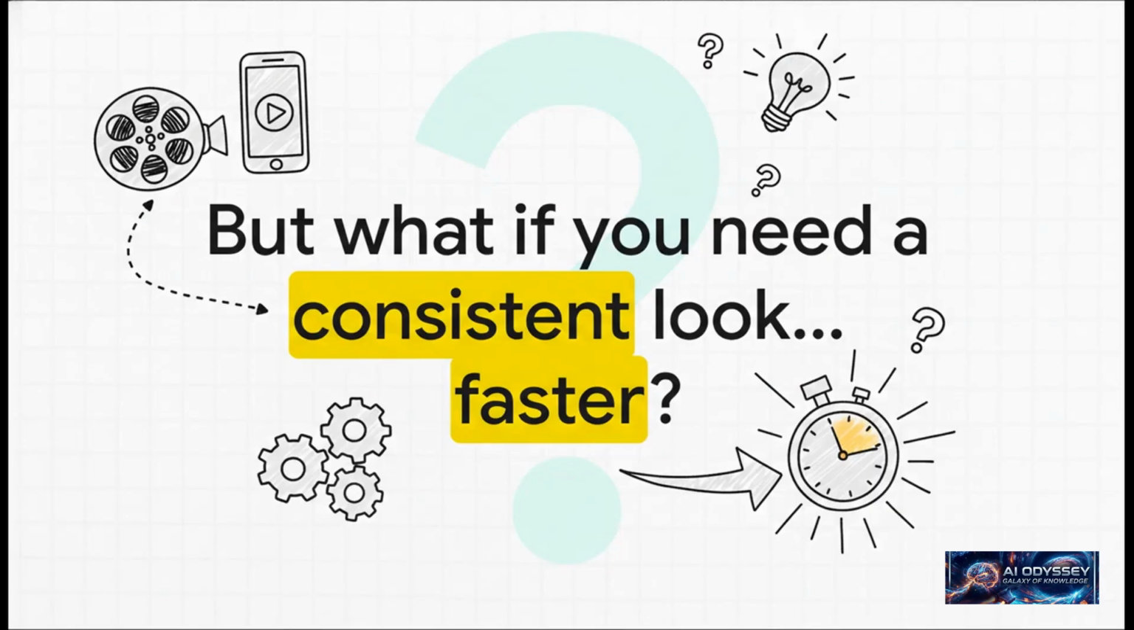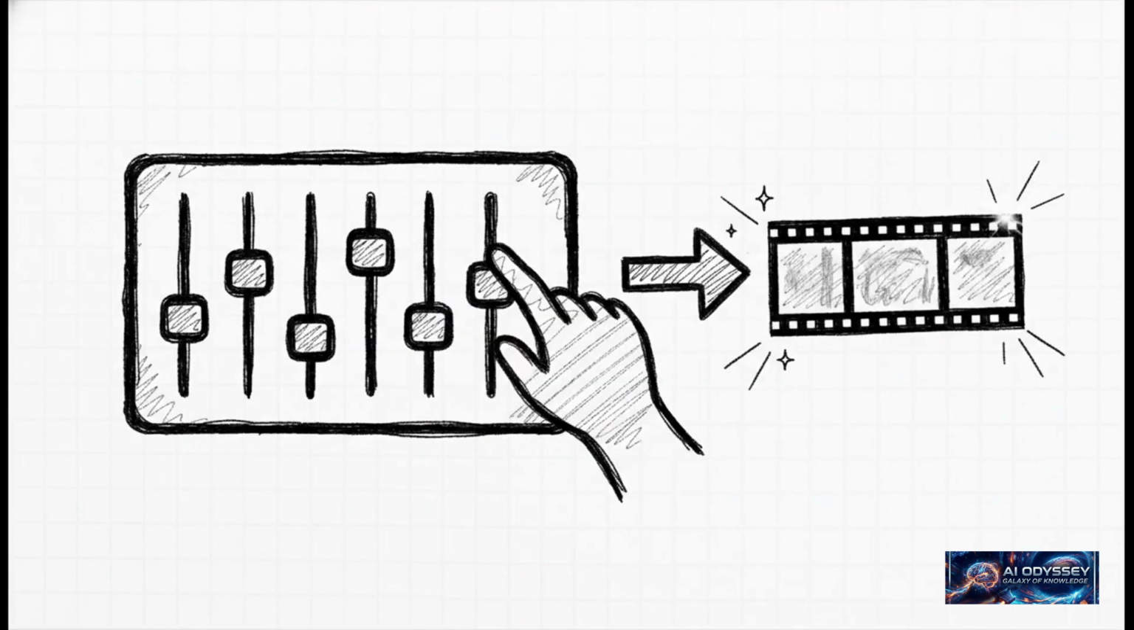Now, using anchor keywords gives you incredible control, for sure, but it does take a little bit of setup. So the obvious question is, what if you need that professional, consistent look, but you need it way faster? The answer is skill number 4. You use cinematic consistency presets. Honestly, think of them as the ultimate shortcut.